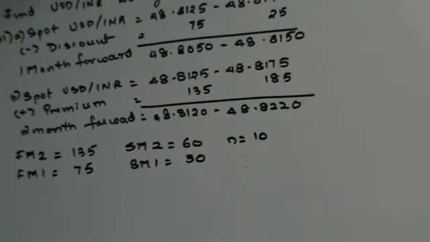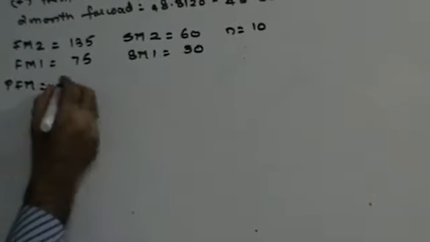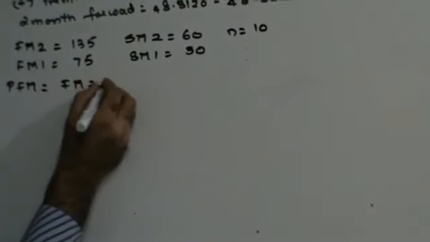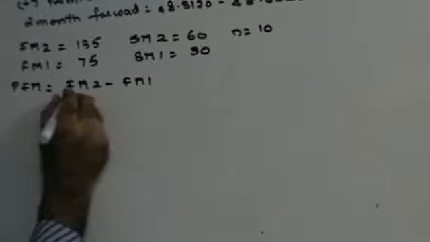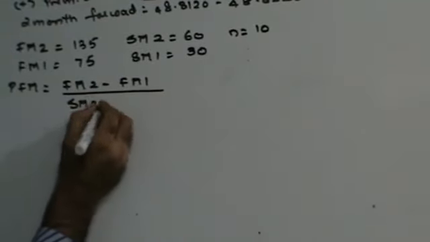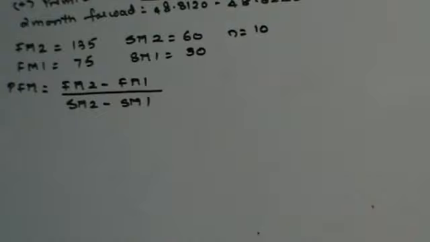Now, let's try to understand something. Now, proportional forward margin, ideally we have learned, is given by the formula forward margin of second period minus forward margin of first period upon standard maturity of second period minus standard maturity of first period into N. Right? That is the formula we've learned. Now, this is the formula you will use if both my margins are in the same direction. If both are premium or both are discount, then this is the formula to be used.